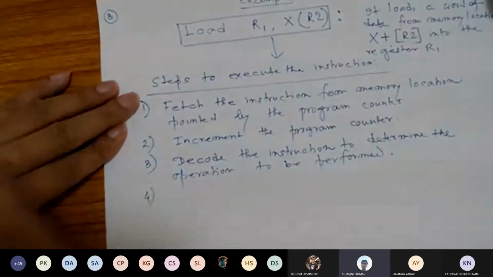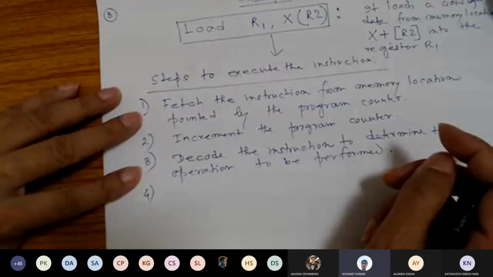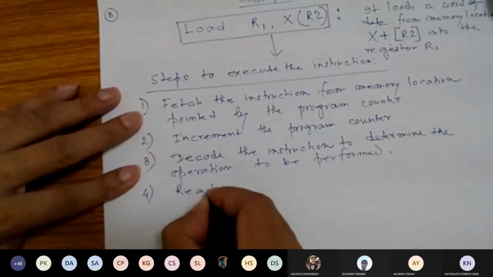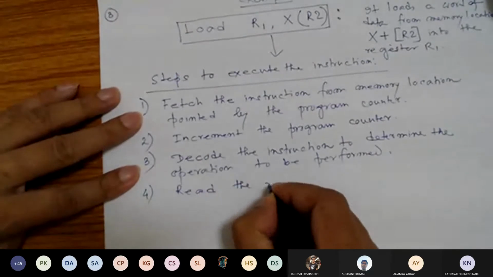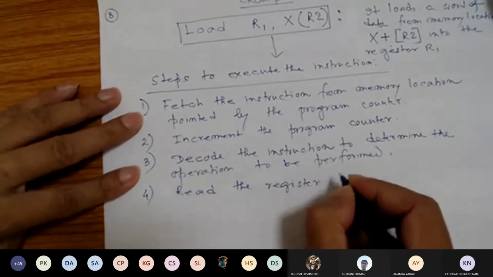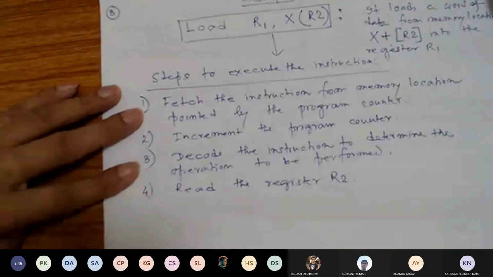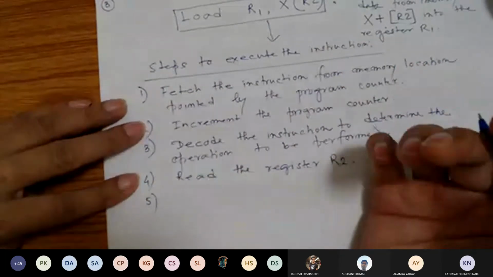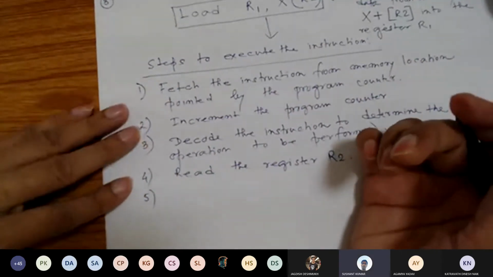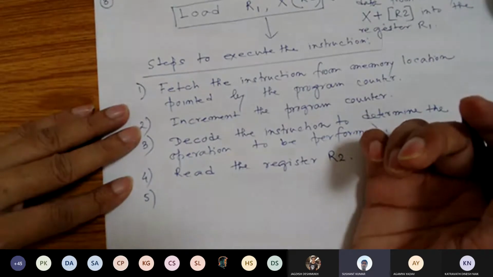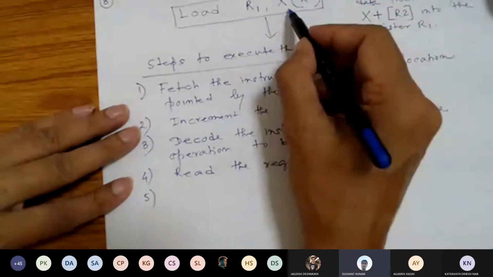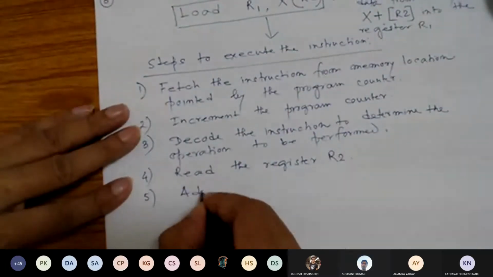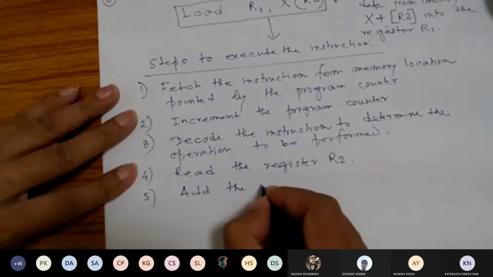We need to fetch the R2 value. Right. So that means read the register R2. Next. Logically think about it. What will you have to do? Again X value we need. X is already there within the instruction. Then you need to add. Yes. So then you need to add the immediate value.